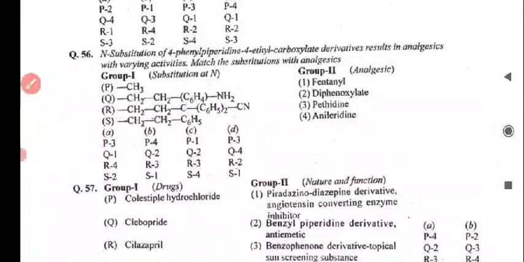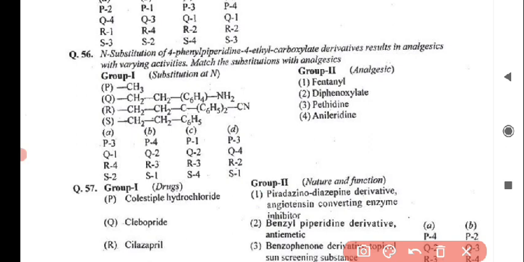Now moving to next question. So in this question, the N substitution of 4-phenylpiperidine 4-ethyl carboxylate derivatives result in analgesic with varying activities. Match the substitution with analgesic. Now this is a basic name, IUPAC name of the compound, और इसके जो सब्सटीट्यूशन है N पे सब्सटीट्यूशन है, वो N की सब्सटीट्यूशन यहाँ पे दी हुई है और N पे जो सब्सटीट्यूशन होगी उससे कौन सा एनाल्जेसिक्स ऑब्टेन होगा वो हमें बताना है.